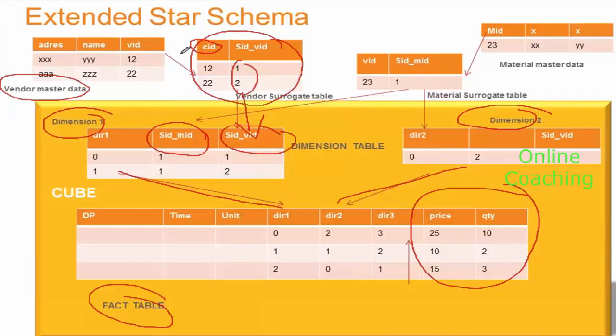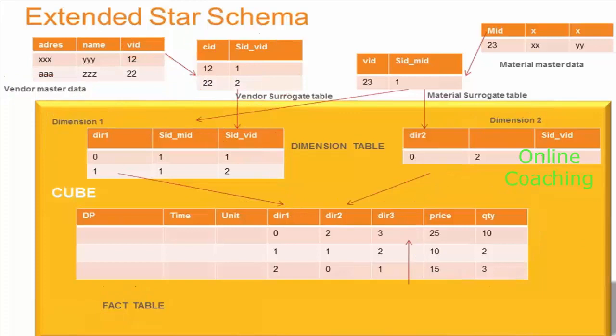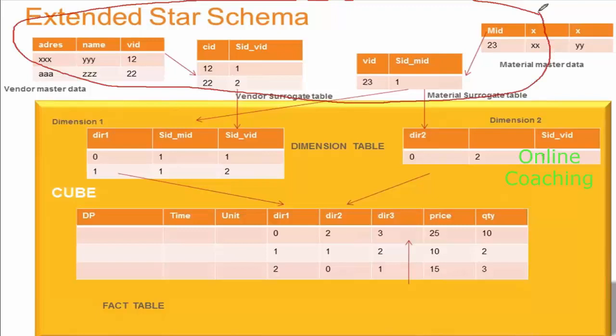How are the two tables connecting? Again by vendor ID. See, they are connected because of the vendor ID: 12, 22, 12, 22. From here it is connected to this, from here to this, from here to this. This is called extended star schema. What is happening? The master data is loaded outside of your InfoCube, not inside your InfoCube, based on your dimension ID. That is called your SID value, the SID table.